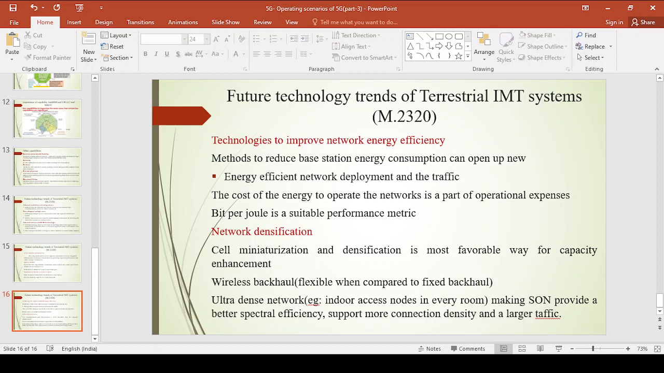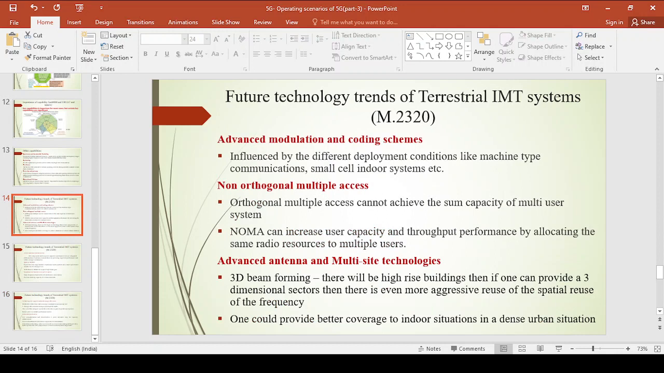And next we have ultra dense network making SON, nothing but self optimizing network. Ultra dense network making self optimizing network provides better spectral efficiency and supports more connection density. That means more connected devices can be there. And we have a larger traffic area, that means it will be in a position to handle more traffic. These are the future technology trends of IMT system, right? We will see one by one in detail.